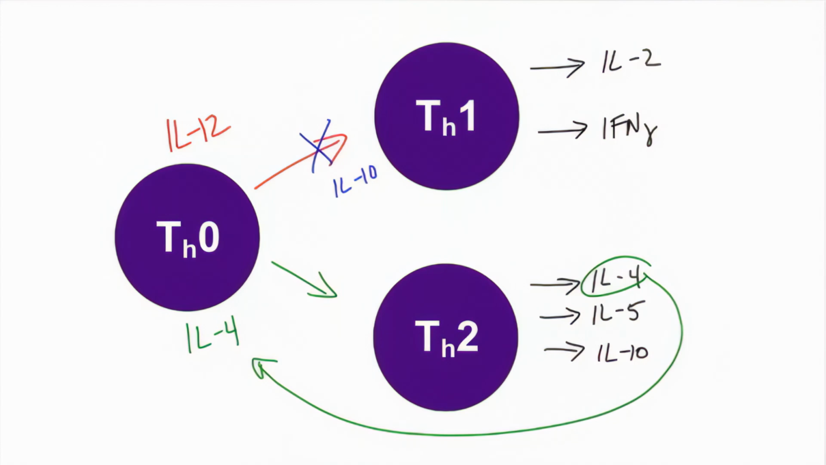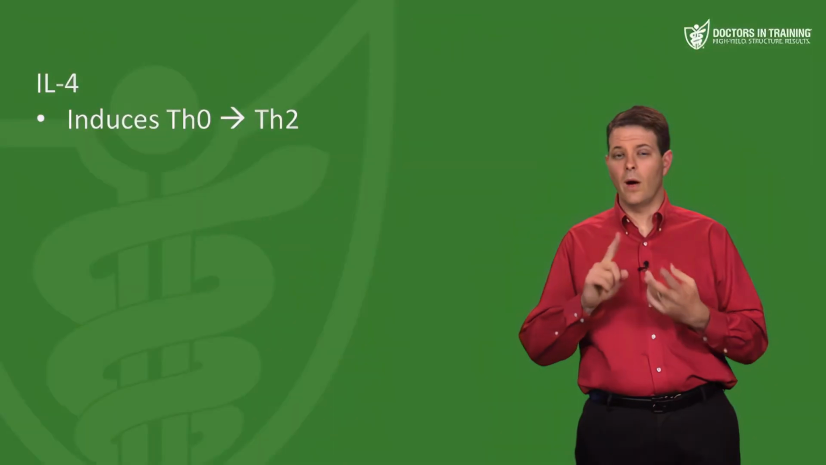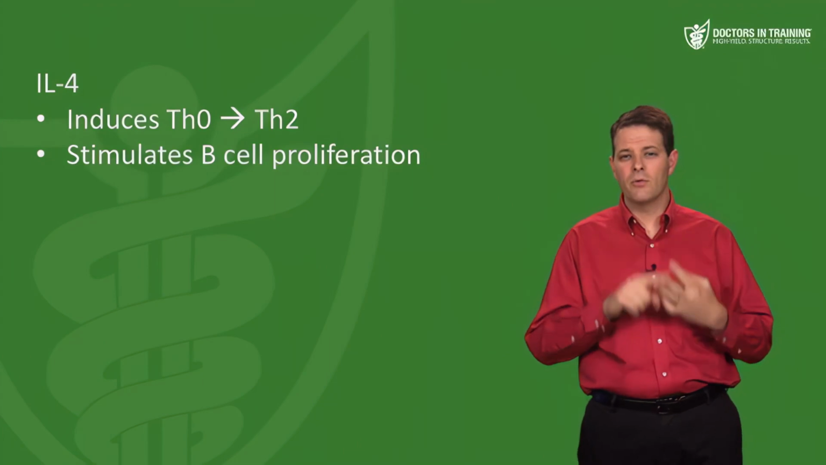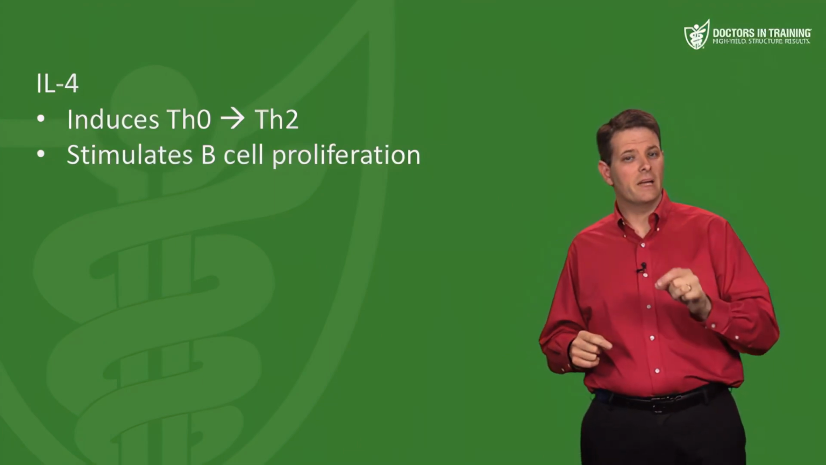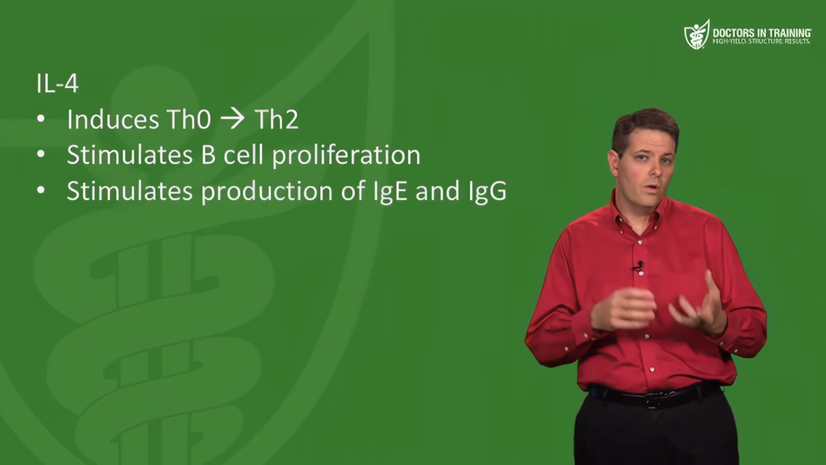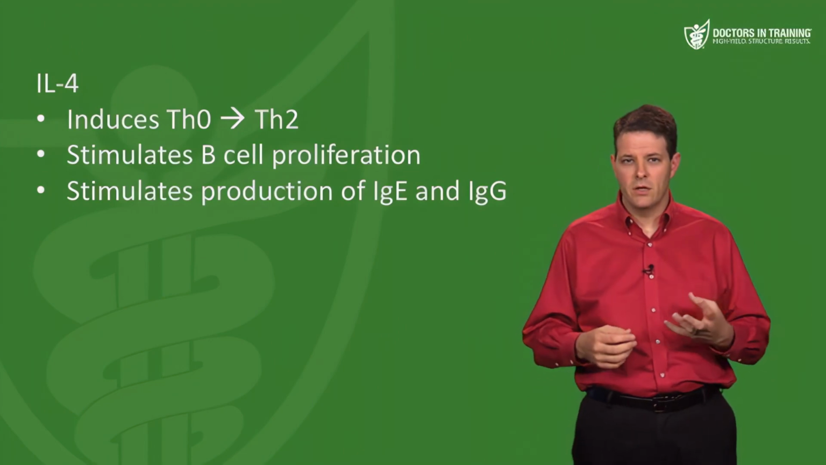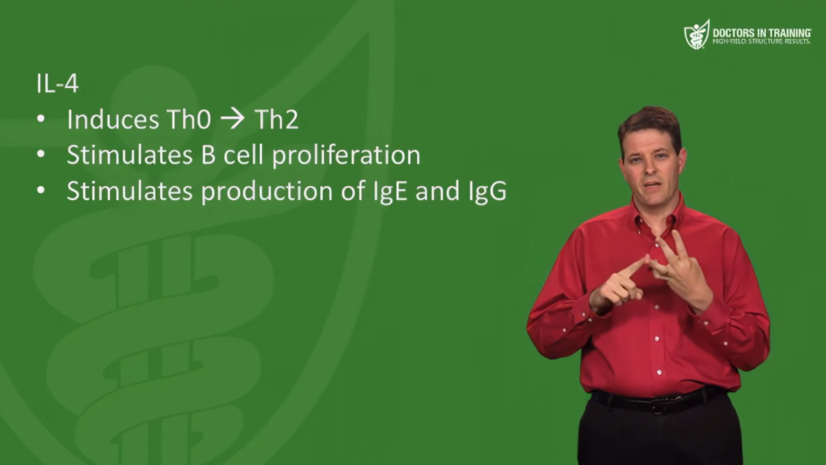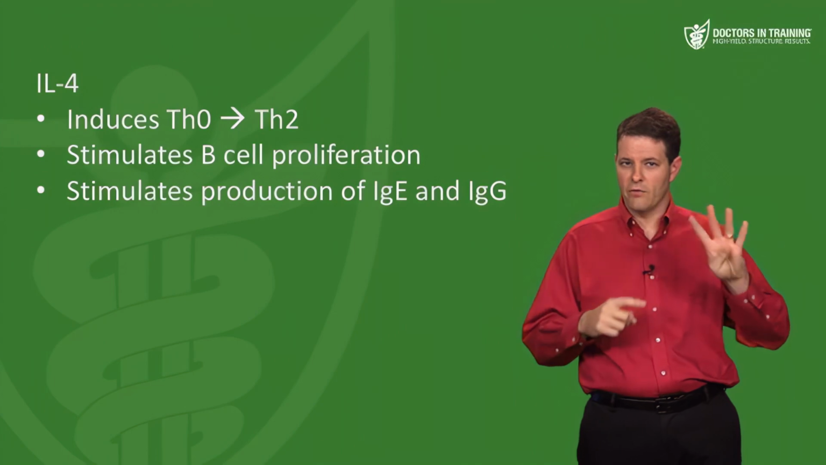Back when we talked about T cell differentiation, we said that IL-4 induces T helper 0 cells to become T helper 2 cells. And we also said that T helper 2 cells are generally pro-B cell because the IL-4 and IL-5 they produce promote B cell proliferation. So IL-4 induces T helper 0 to become T helper 2 cells. It stimulates B cell proliferation. And in that hot T-bone steak mnemonic, we saw that IL-4 stimulates production of IgE and IgG. So one student suggested the mnemonic beg for it. The BEG is for B cell proliferation, IgE, and IgG, and then it's beg for it, like the number 4 for IL-4.